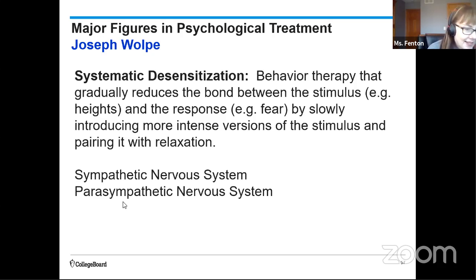And maybe you remember from the bio unit aspects of the peripheral nervous system. We have the sympathetic nervous system. These are both part of the autonomic nervous system, which is your fight or flight response, and the parasympathetic, which is what we like to call rest and digest, your calming system. And what Wolpe said, his argument was that these are incompatible. You cannot simultaneously be anxious and relaxed. It's kind of an either or. So he's going to replace that feeling of fear, which is a sympathetic nervous system reaction, with a parasympathetic one with relaxation. And it's a three-step process.